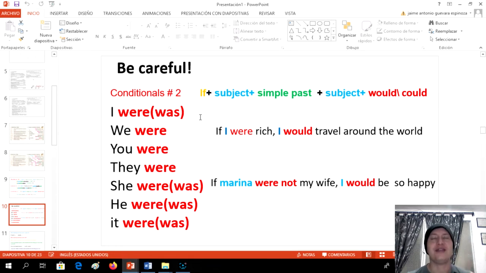The second conditional is talking about a hypothetical situation. For example, if I were rich, I would travel around the world. If I were rich, I would travel around the world. This is a hypothetical situation. What would you do if you were a rich man? If Mariana were not my wife, I would be so happy. Not good, but it's an example. If Mariana were not my wife, I would be so happy. This is a hypothetical situation.